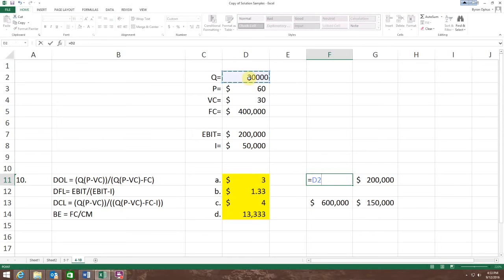My quantity times, I'm going to use parentheses because I've got a subtraction here, price minus my variable cost. And yes, I could have done that math in my head, but this is good practice. Okay, 600,000, and then I've got the same thing, quantity times price minus variable cost, so $600,000 minus my fixed cost. You'll notice that this part of the formula and this part of the formula are the same, so I can just say this minus my fixed cost.